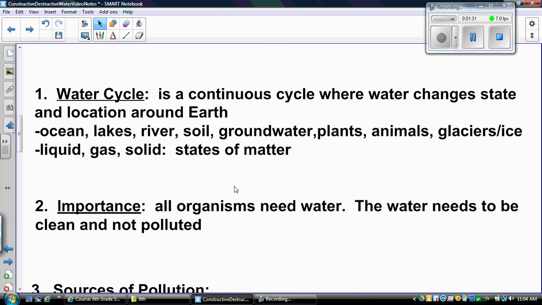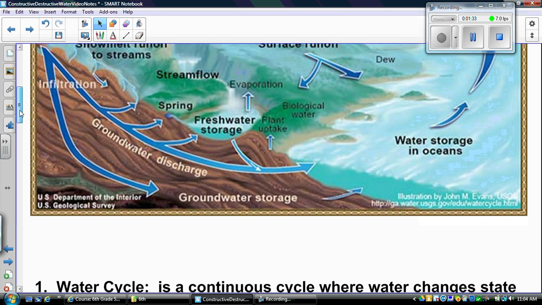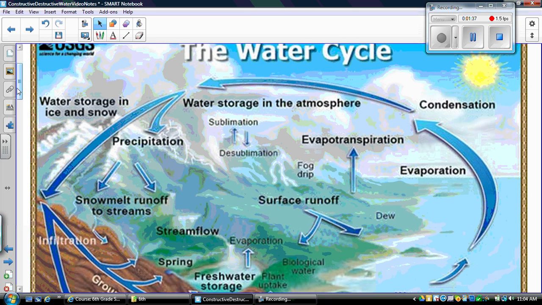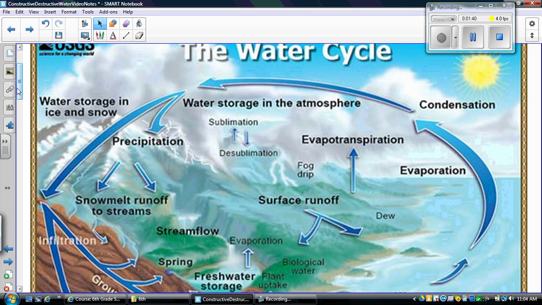Okay, so let's take a look at our water cycle. The water cycle is just showing you all the different ways water is pushed around Earth and where it comes from. So up here, we've got water that's stored in ice and snow. Okay, that can do a couple things. Sometimes it will evaporate and go into the atmosphere, but a lot of times it melts. And when it melts, we call that snow melt or runoff. It travels and it goes into streams.